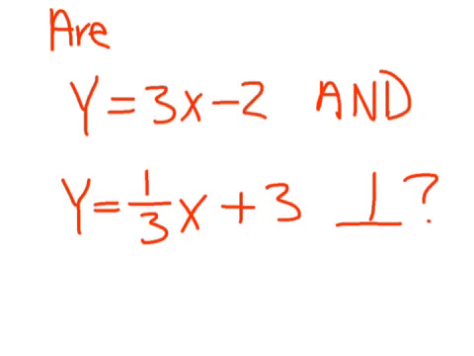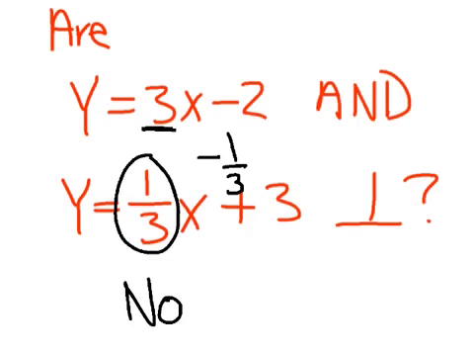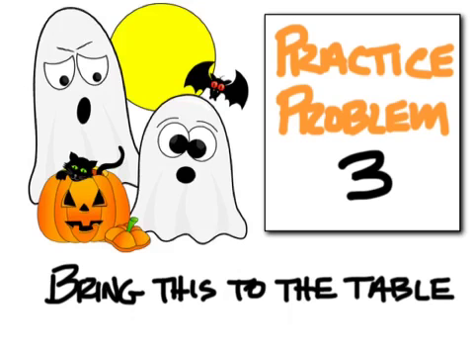Alright, walk by alert. Are y equals 3x minus 2 and y equals 1/3 x plus 3 perpendicular? Okay, the answer for this is no. Remember, to be negative reciprocals, you're going to have a different sign and you're going to have the reciprocal. These are both positive. So the negative reciprocal of 3x is going to be negative 1 over 3. And this is still positive. So these are not perpendicular lines.